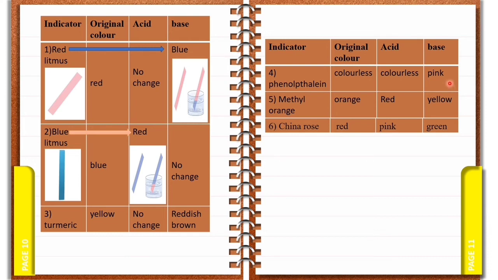Number 5, methyl orange. The color of the indicator is orange color and it changes from orange to red in acidic medium and it changes from orange to yellow in basic medium. China rose, the color of the indicator will be of red color. It changes to pink color in acidic solution and it will be of green color in basic solution.